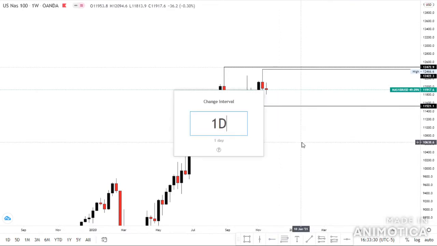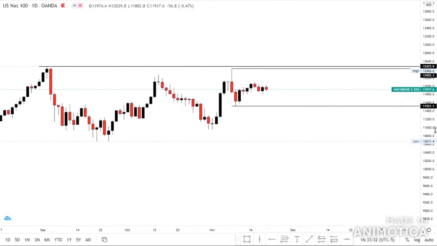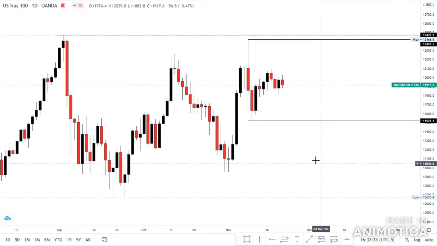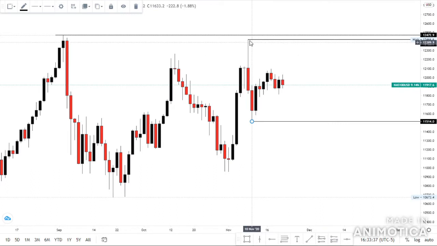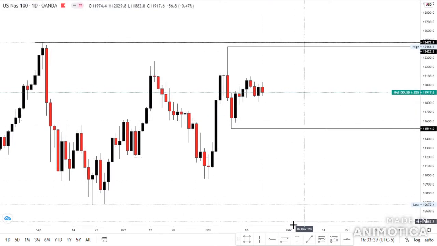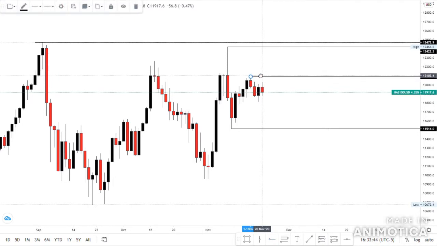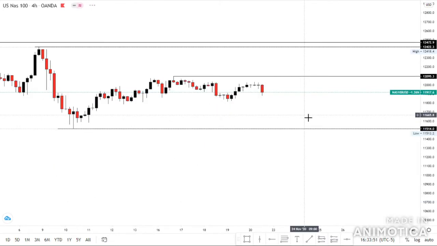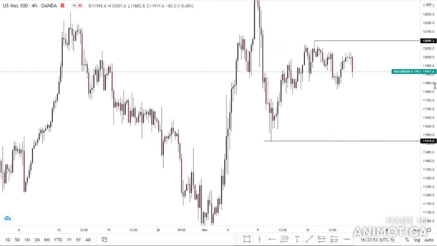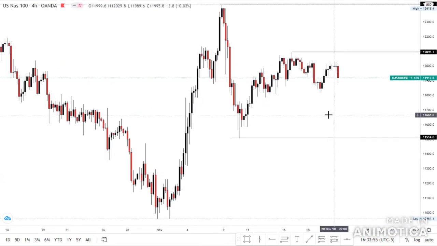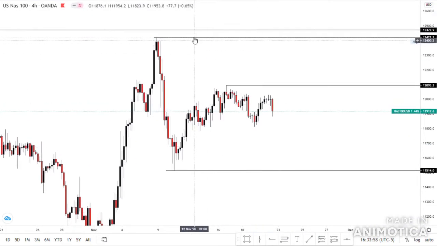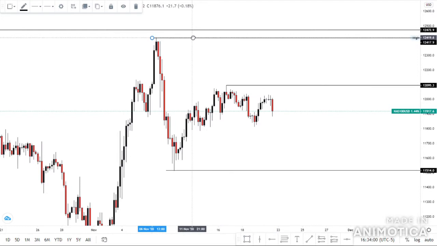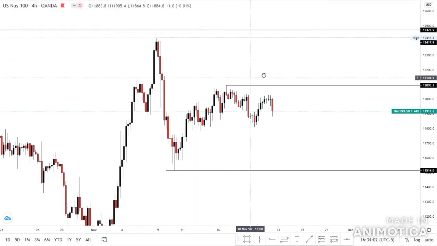Let's just head down to the daily. All right, so we do have our high prices and our low prices, okay, and we can see that we also have a high right here. Let's just head down to the 4-hour. All right, so now that we're here on the 4-hour, you can see we have a nice clear picture of what we can expect and what we want to do.